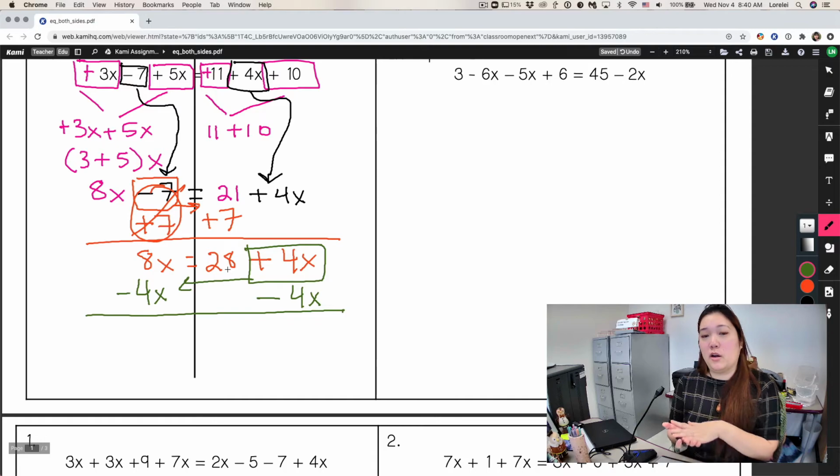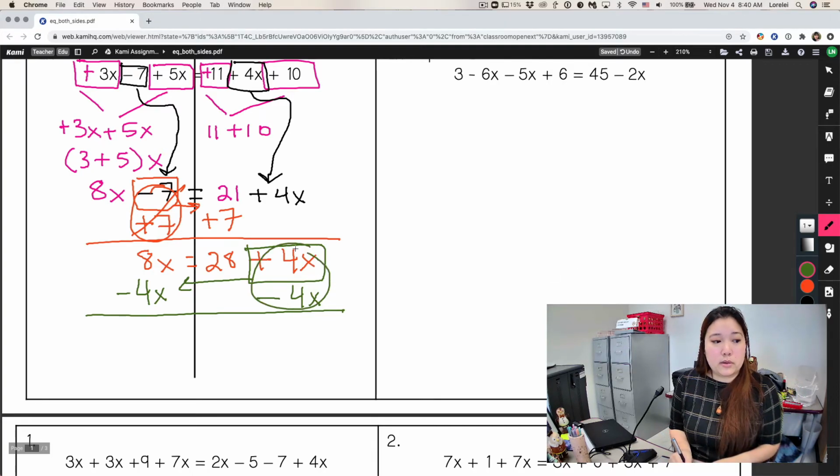Remember, our equations are like a set of scales. So if you add something to the right side of the scale, you have to also add it or subtract it to the other side of the scale, otherwise the scale won't be balanced anymore, right? Now this goes away, so we're left with 28 here. This is 8x minus 4x. You kind of want to think of this, remember, as 8 minus 4 and x. The x is still going to be there. Don't drop the x.